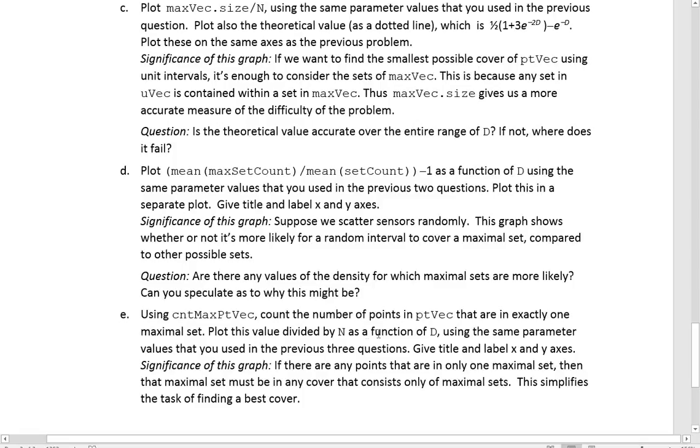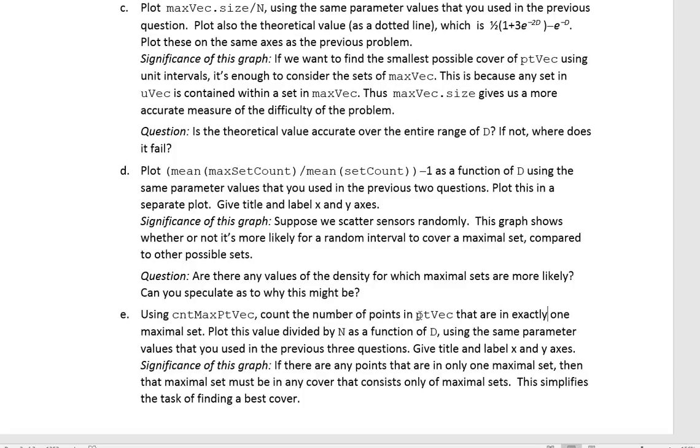So I want to plot this value divided by n as a function of d using the same parameter values that you had before. All right. So what's the significance? If there's any point that's in only one maximal set, then if I'm looking for a best cover for all of the points, then that maximal set must be in the cover. So I can simplify the problem. Now, if there are lots of points that are in only one maximal set, then I can simplify my problem considerably because I don't even need to consider those maximal sets. I know they have to be in the cover, and then I can only consider the remaining points and the remaining maximal intervals, and my problem is that much simpler.